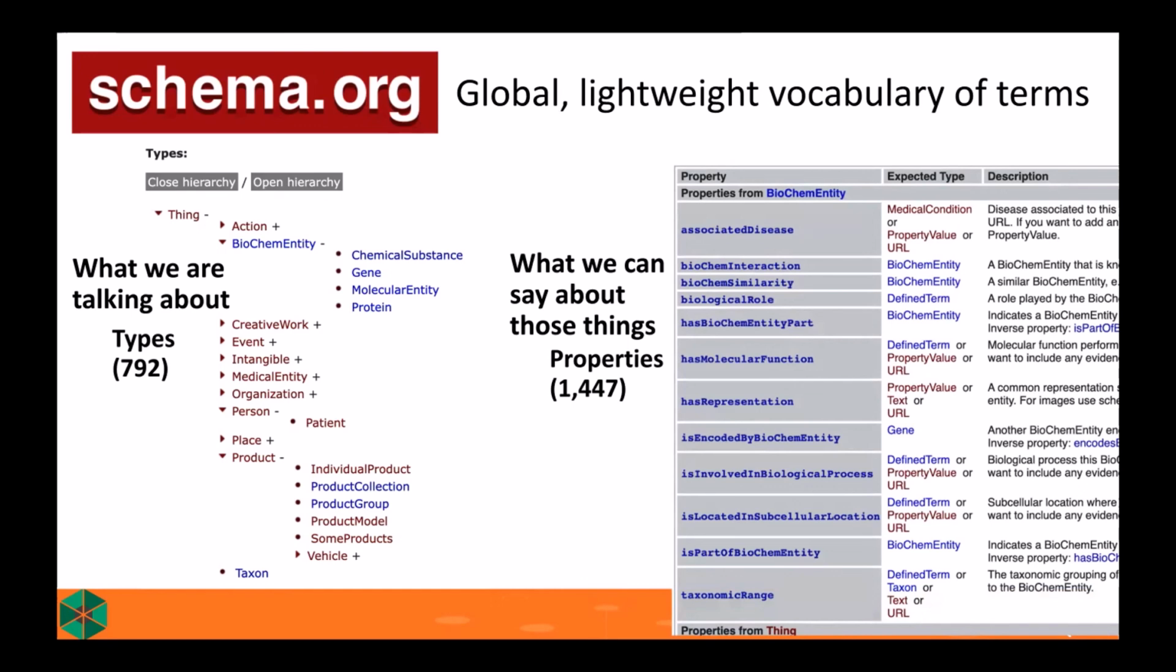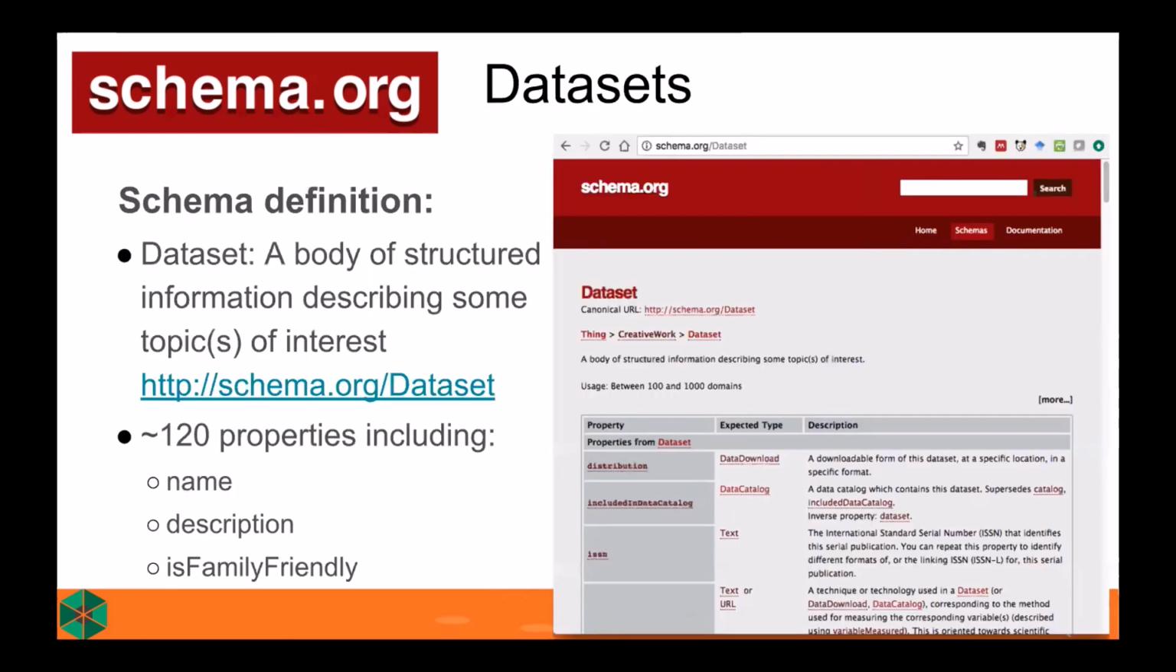And we now have 6 life sciences types in there, including biochem entity, with various properties that allow us to describe that biochem entity from a search perspective. Now, this has already been exploited by Google for dataset search. So there is a dataset type in schema.org. Now, the challenge here is the dataset type has something like 120 properties on it. And it's challenging to know which of those you're going to actually use.